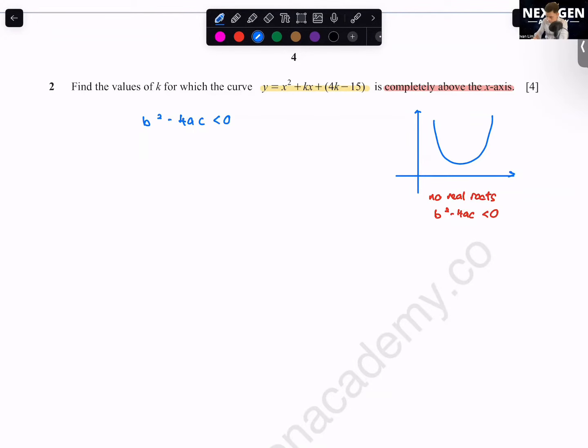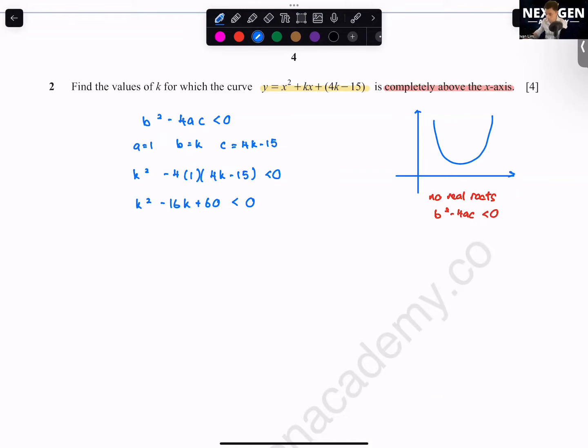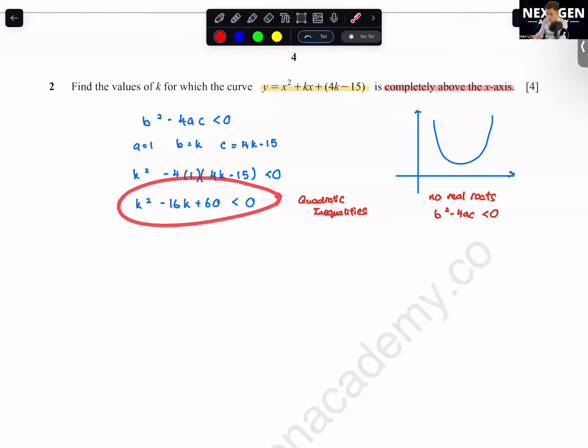Okay, what's your a, b, and c? a is 1, b is k, c is 4k minus 15. Okay, substitute inside: k squared minus 4ac is less than 0. Open out the bracket, k squared minus 16k plus 60 less than 0. Okay, this is a quadratic inequality. So when we do quadratic inequality, number one, we rearrange it first. Then we find the roots. Okay, or we call it the critical values.